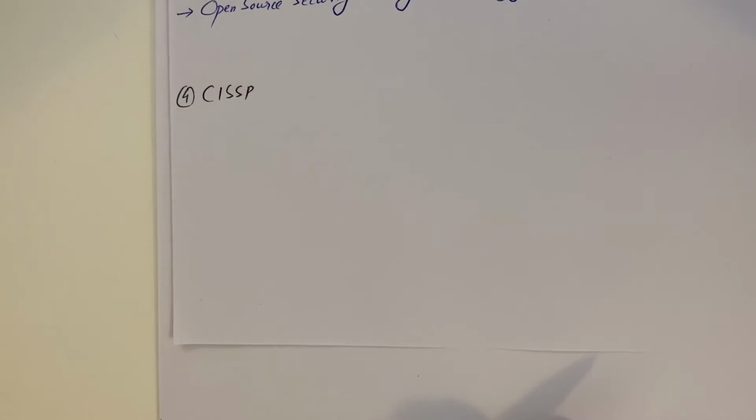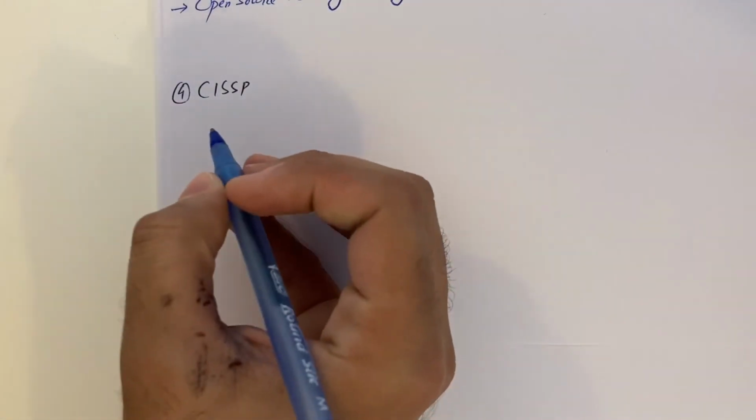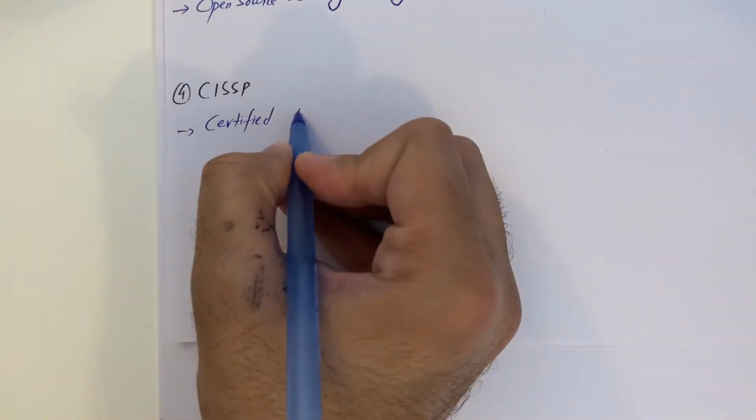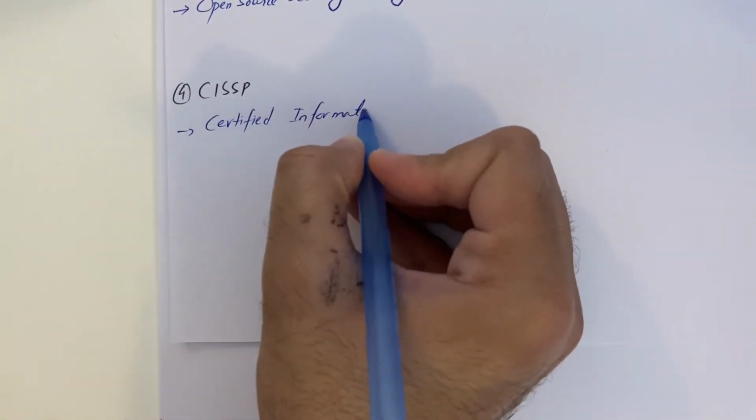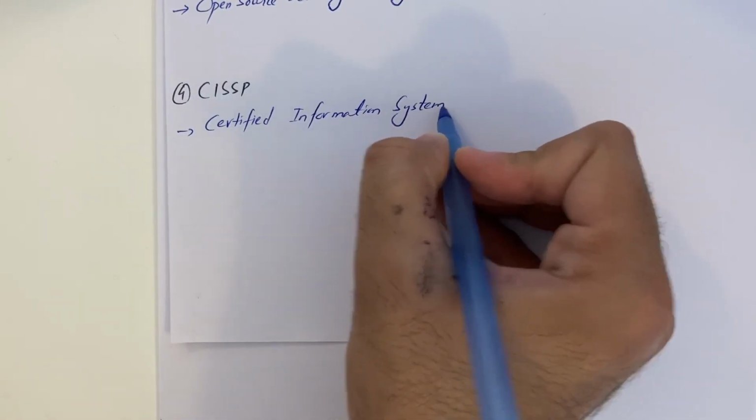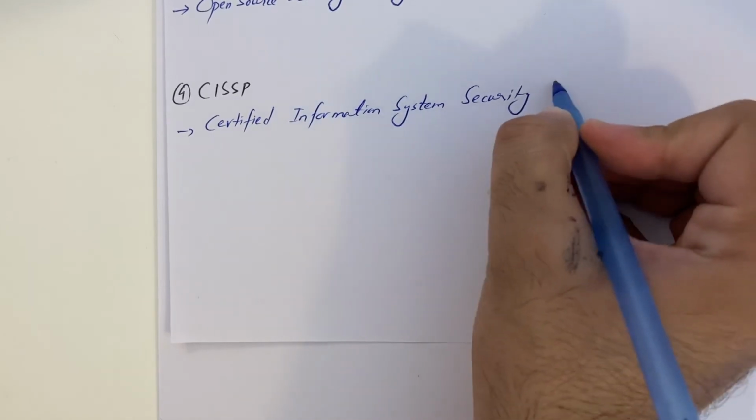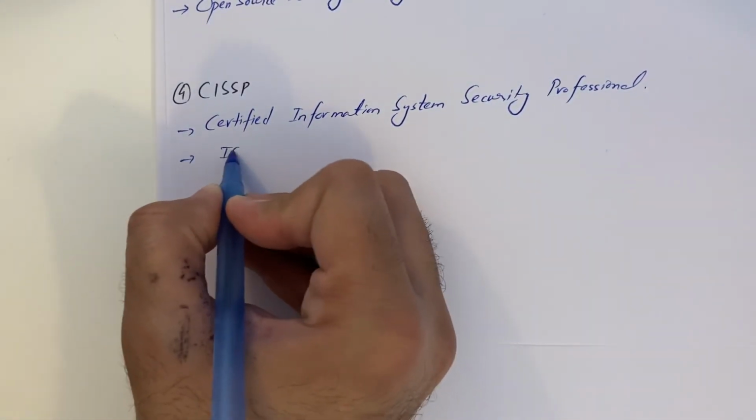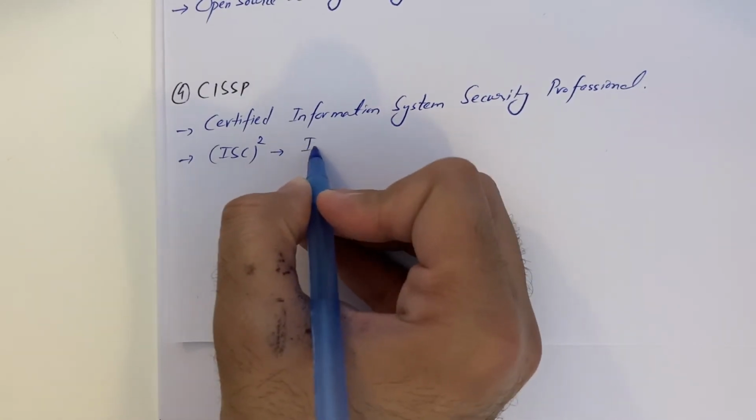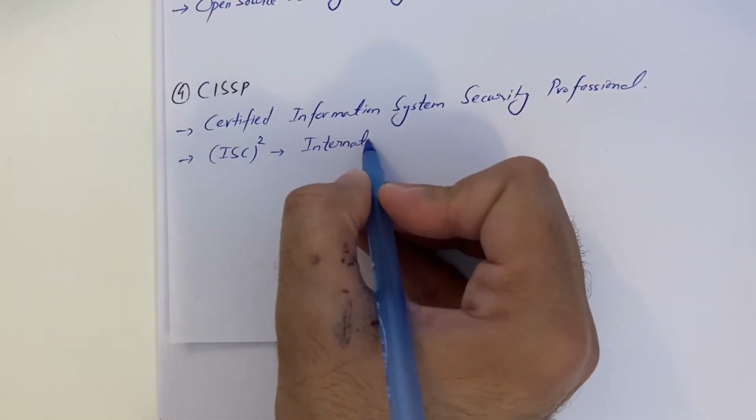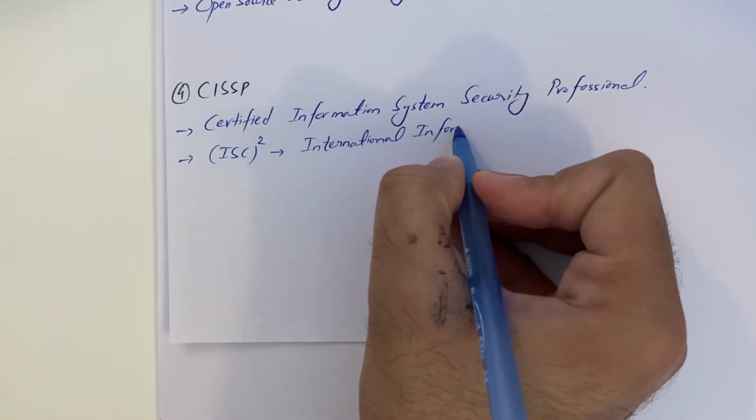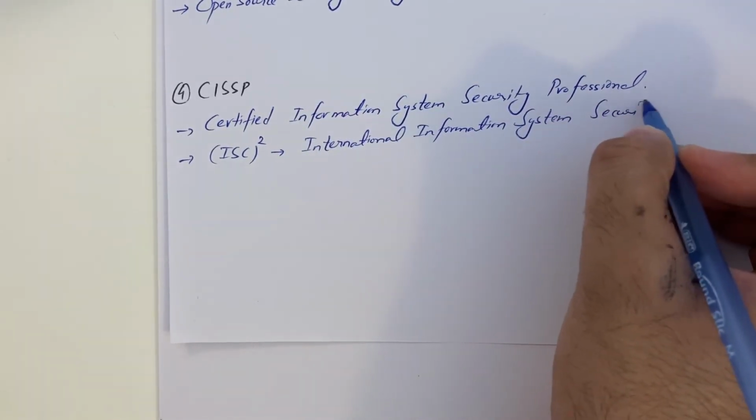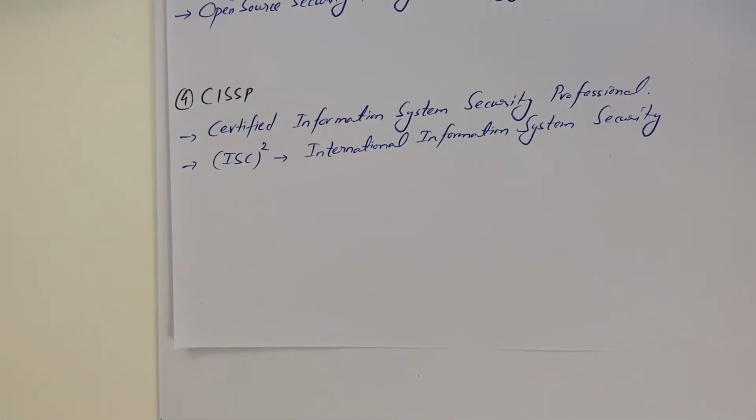The best certification in the security field is called CISSP. CISSP stands for Certified Information System Security Professional. And this certification is offered by an institute called ISC Square, which is basically International Information System Security. So that's the ISC Square Institute name, which offers CISSP.